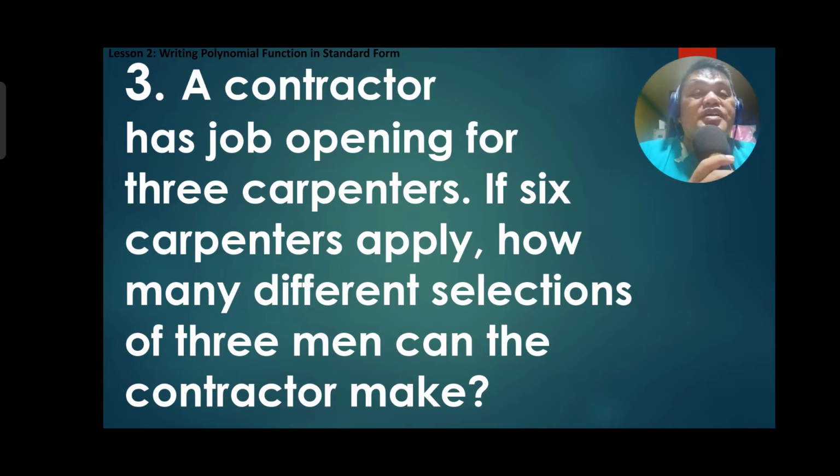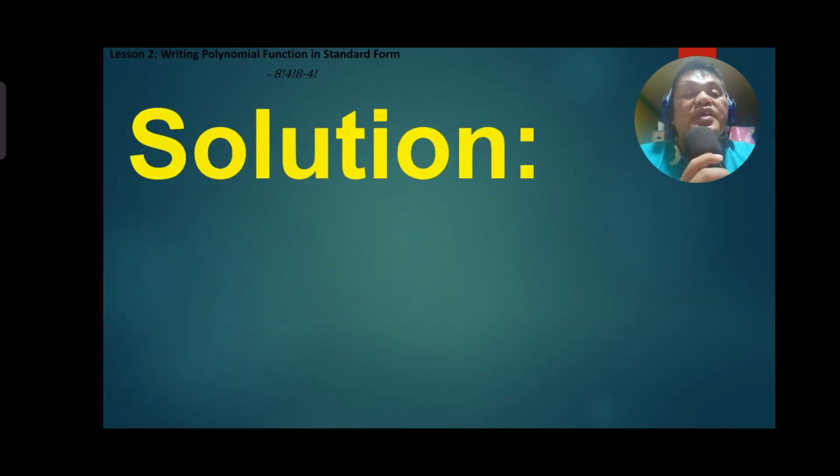Number 3, a contractor has a job opening for 3 carpenters. So there are only 3 carpenters to open. If 6 carpenters apply, how many different selections of 3 men can the contractor make? So how many different selections? There are only 3 out of 6 carpenters.